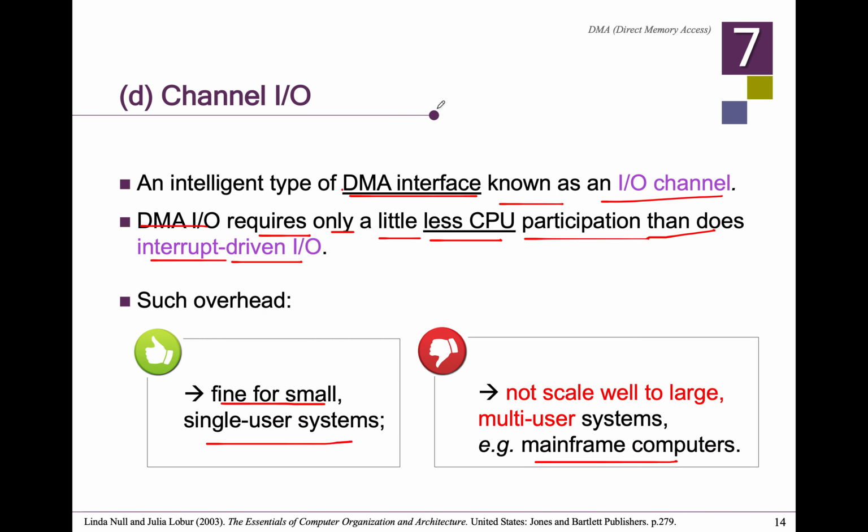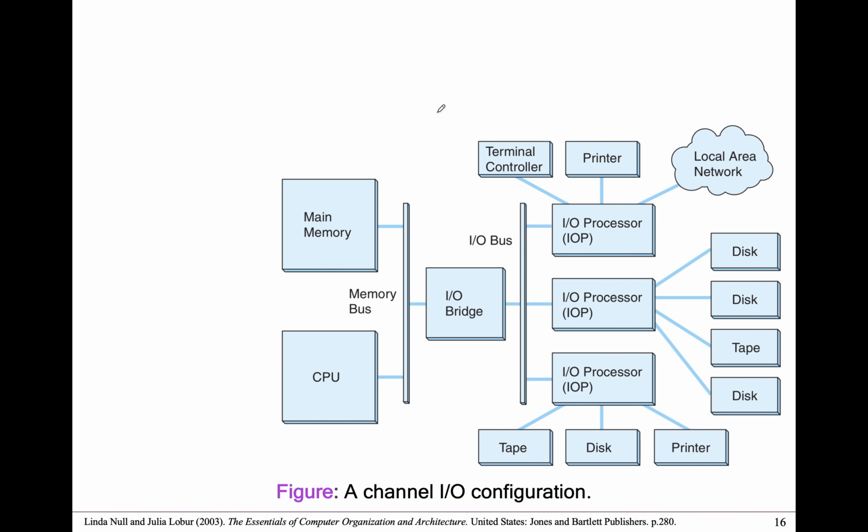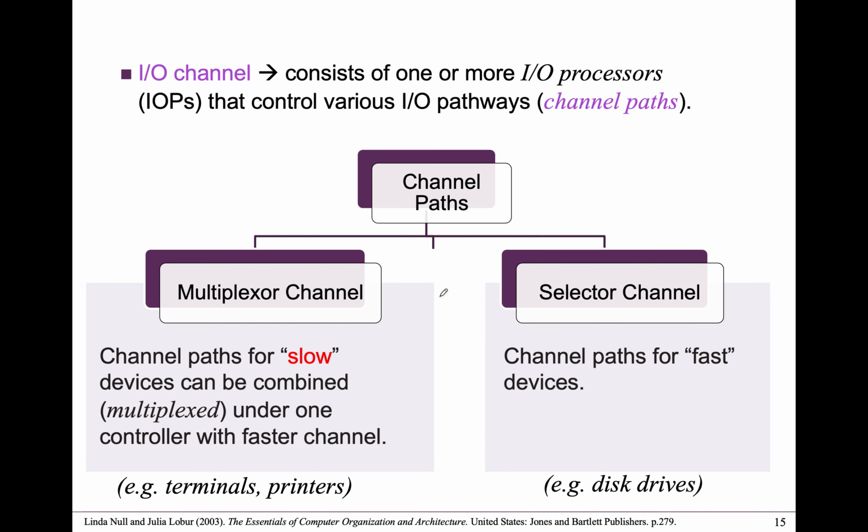Under channel I/O, you're going to see the configuration later on. But before that, an I/O channel consists of one or more I/O processors that control various I/O pathways, which are called channel paths. And the channel path can be divided into two: the multiplexer channel, and the selector channel.